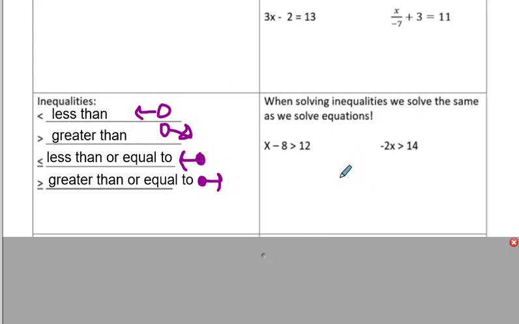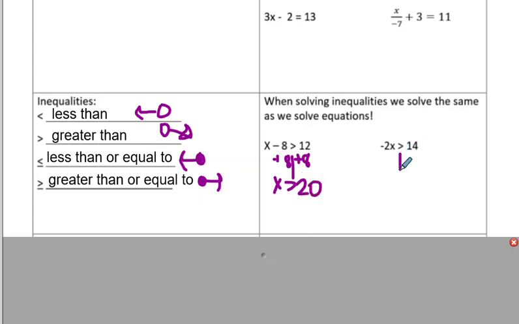Now when we solve inequalities for x so that we can graph them, we solve them just like equations. So x minus 8, if we pretend like there's an equal sign there, what's the opposite of a -8? Again, a +8. So to both sides, we'd be adding 8. We'd get x, we'd bring down our sign, and we'd have 20.